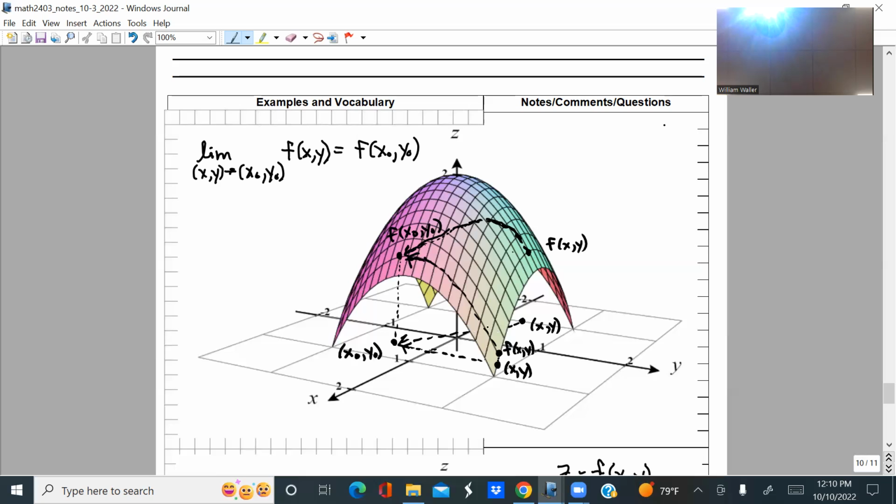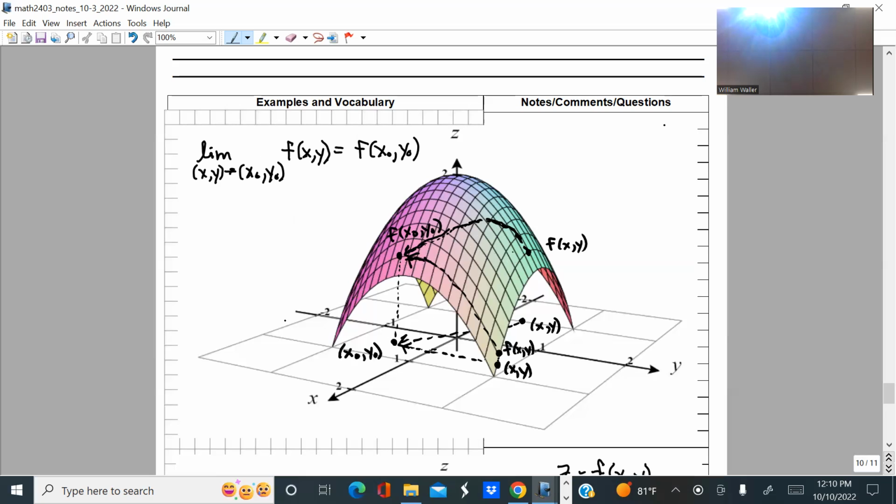So as (x, y) is approaching x sub 0, y sub 0 along this line on the surface, you end up going up and then coming back down. But even though you go up and come back down, eventually what happens? Do your output values on the surface start approaching f of x sub 0, y sub 0? They do, at least in this picture. So I think this limit is still correct, even from this direction.